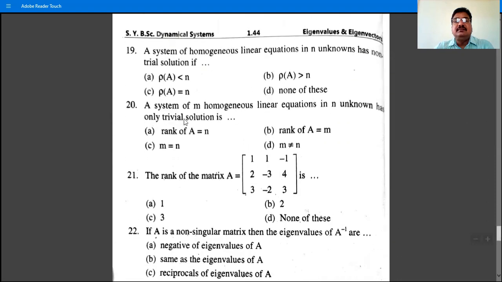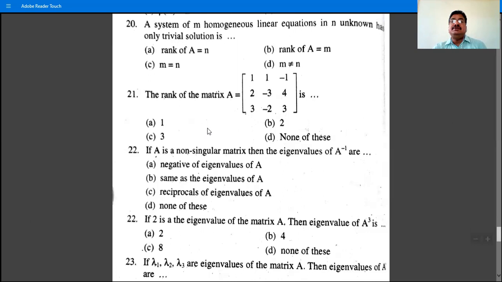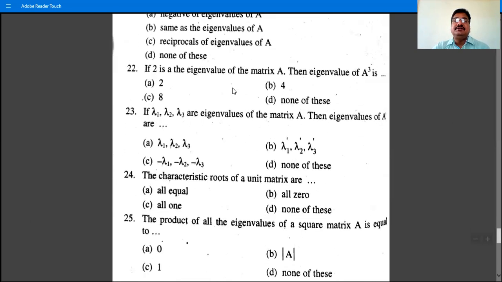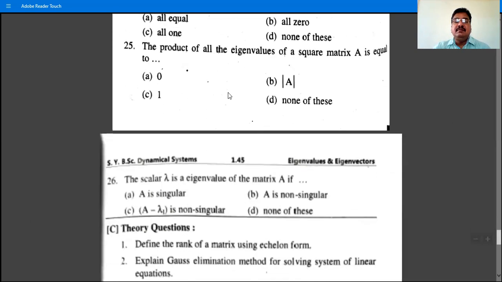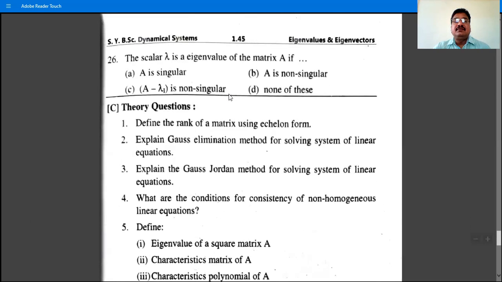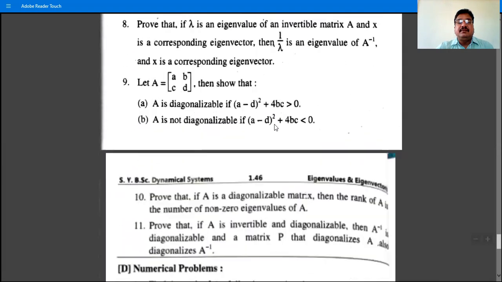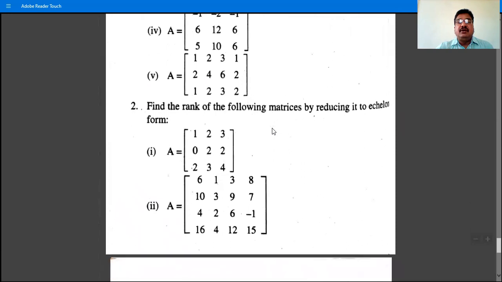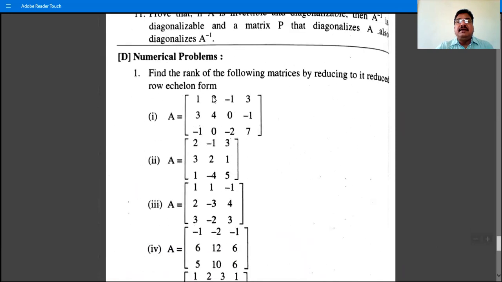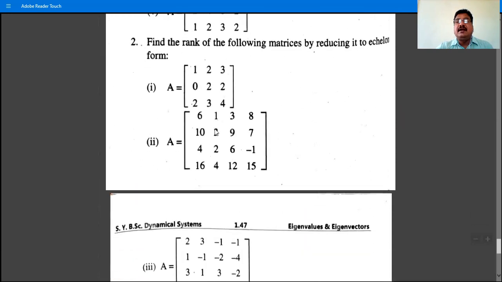Solve all these problems. Find the rank of these matrices. These are MCQ type questions, so write all these questions. If lambda is an eigenvalue of matrix A, if A is a non-singular matrix, A is a singular matrix. Solve all these exercises. Find the rank of these matrices.